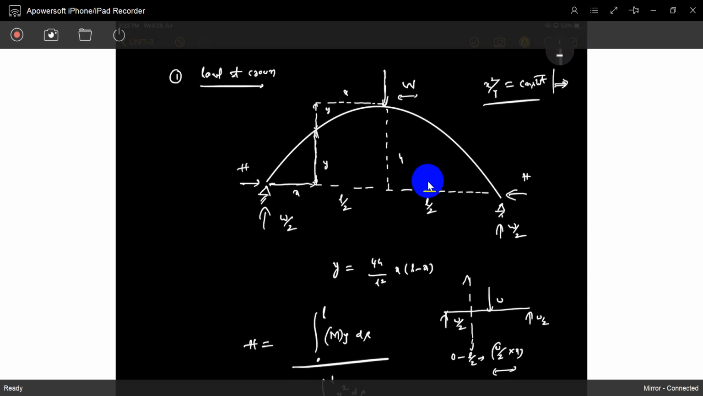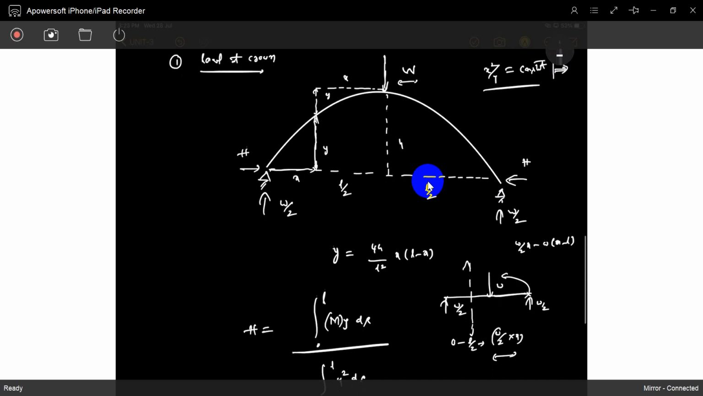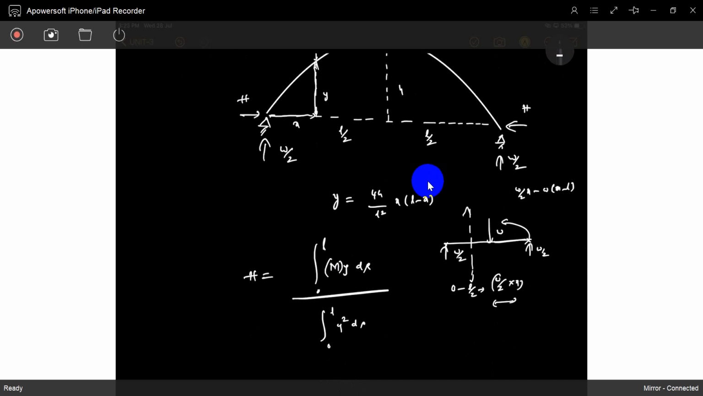Later you have to write it as W by 2 into X, W minus X minus L, but no need, because for this portion you can write from 0 to L by 2 from this side. So exactly the same, a symmetrical mirror image. So you have to write 2 into 0 to L by 2. That's it.